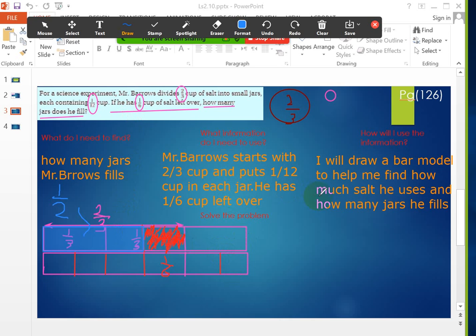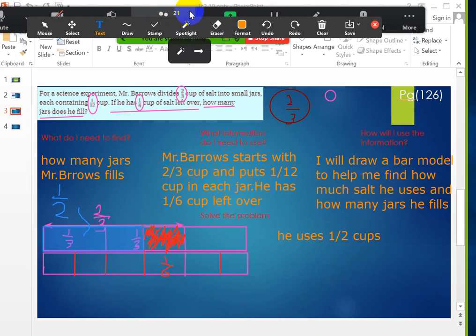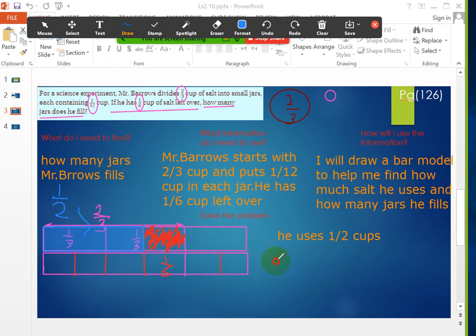So first, the model represents that Mr. Paros used 1/2 cups. And to know the number of jars, I have to divide 1/2 by 1/12. I will do it quickly, girls, because we have only 1 minute in our session.